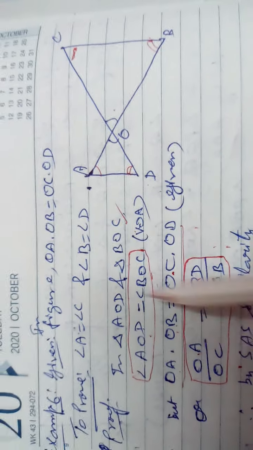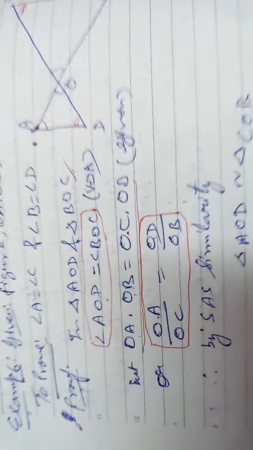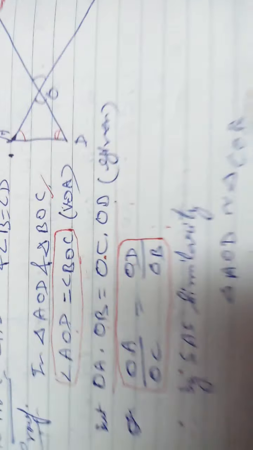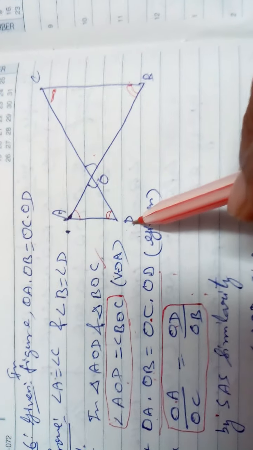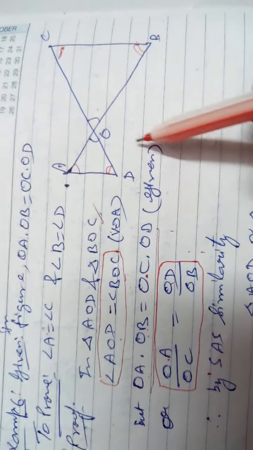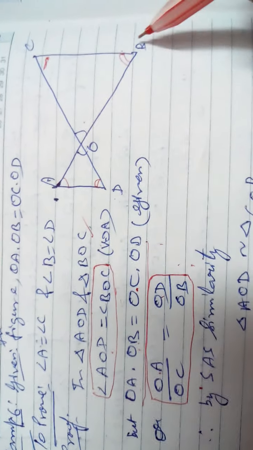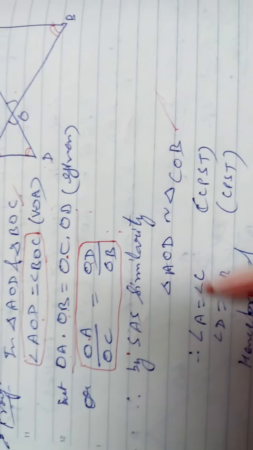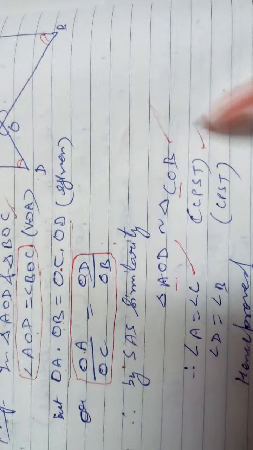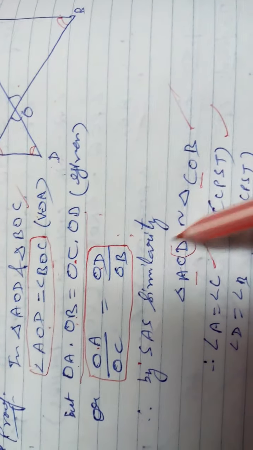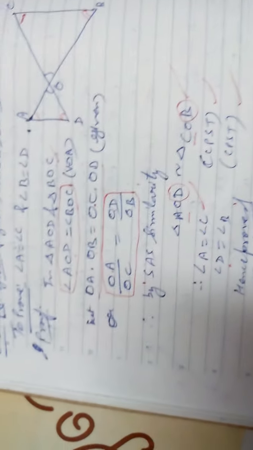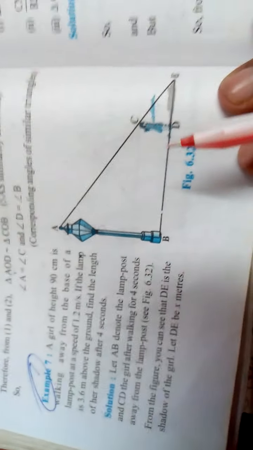If two sides forming the angle are proportional, then the triangles are similar. So what are you getting? SAS similarity. By SAS similarity, triangle AOD is similar to COB, because OA upon OC, so you will get AOD similar to COB. Then by CPST, corresponding parts of similar triangles, first alphabet equals first, second alphabet by second, angle D equals angle B, hence proved.